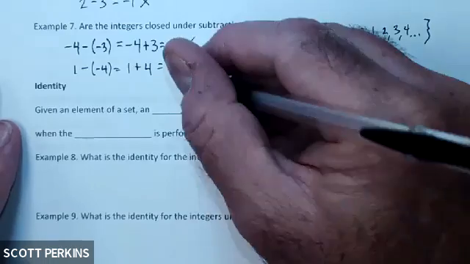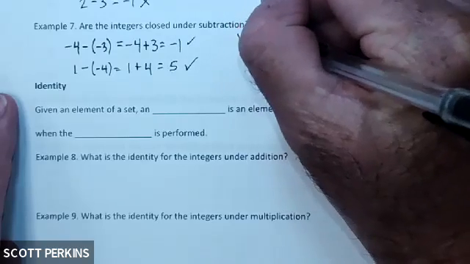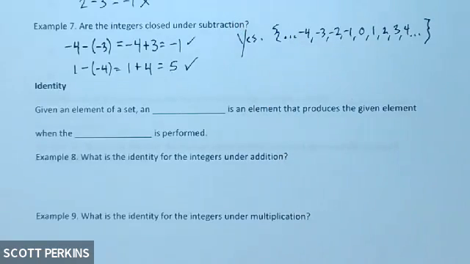Yeah, don't be shy. It sure is. And we could do that over and over again. What's your suspicion? If I subtract 2 integers, do I always get an integer? Yes, I sure do. So I'm going to write the word yes. The integers are closed under the operation of subtraction.